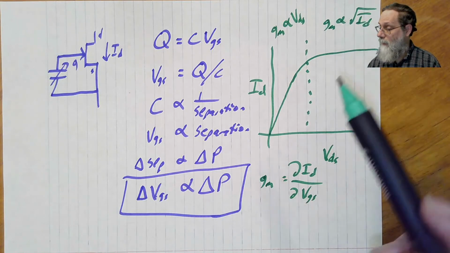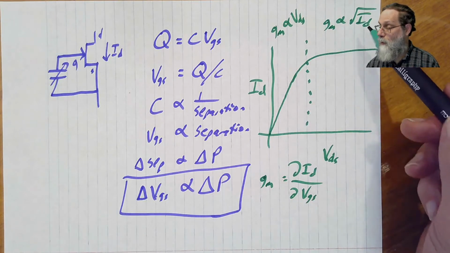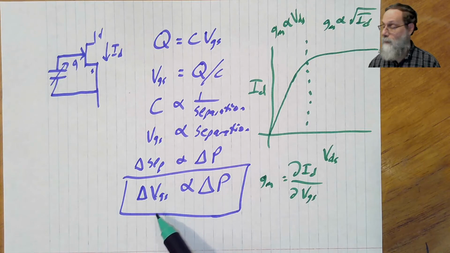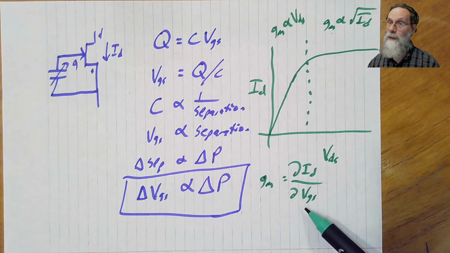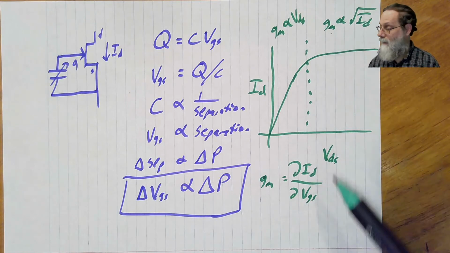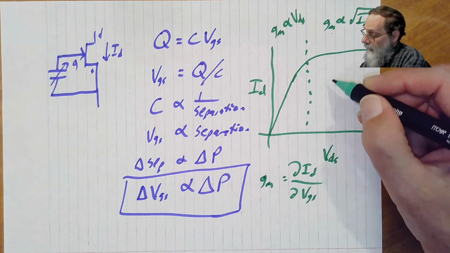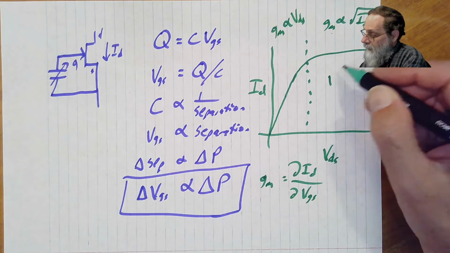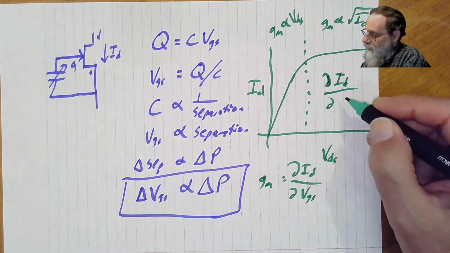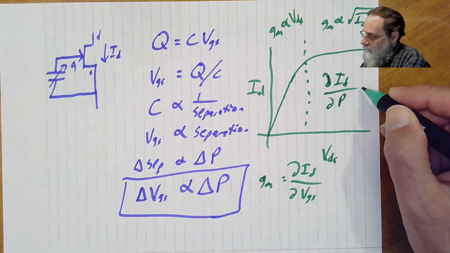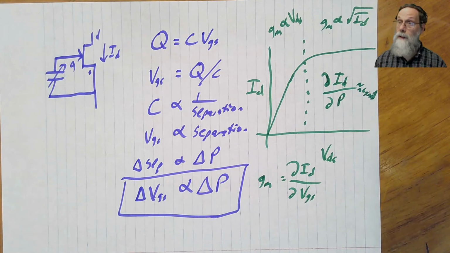And that would mean then that the change in current is proportional to the change in the gate to source voltage. That's basically what this is saying. If the derivative of the current with respect to the voltage is constant, then we have a linear relationship. And in the saturation region, we would have that the derivative of the drain current with respect to pressure is approximately constant. And that's what we want, a linear response.